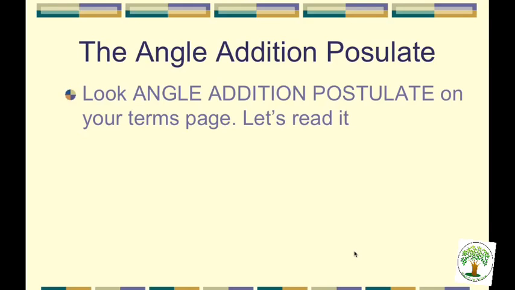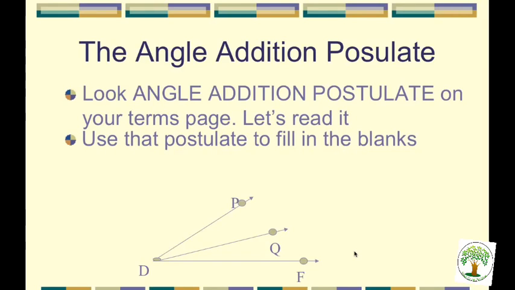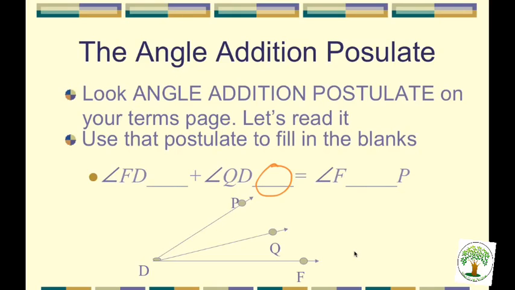Very good. Okay, so let's figure out what this even means. I've got something here in your note sheets. We're going to fill in the blanks. I've got blanks: angle FD something plus angle QD something equals angle F something P. Based on that picture, I want you to try to fill in the blanks for me.